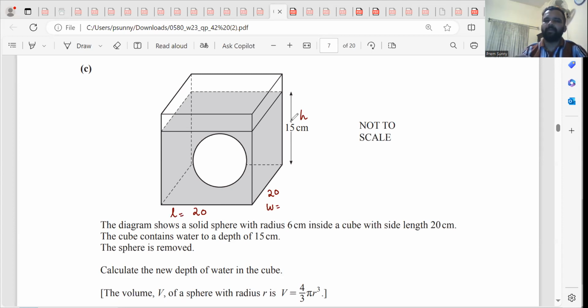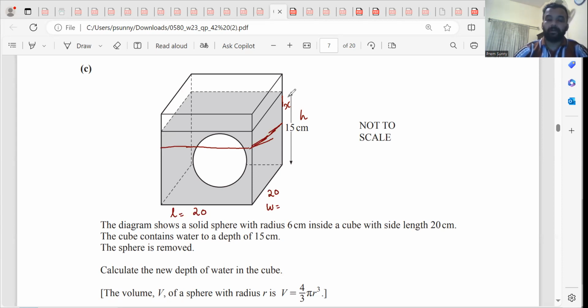Now what is happening here? When we remove this sphere from the tank, the length and the width are not going to change, but the height is going to decrease. The height is going to be reduced. Let's say it decreased till here. Now let's consider this height. Let's take it as x.